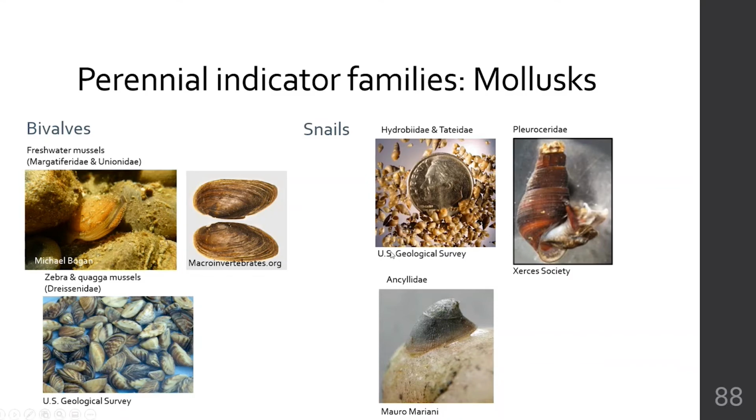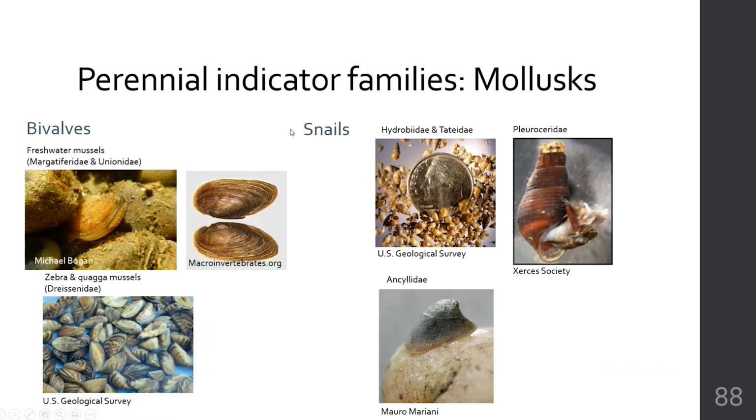And while the Xerces Society didn't identify this group, zebra and quagga mussels are something you also may observe, and based on their life histories, they are also well adapted to perennial reaches. They're typically found in reservoirs and lakes rather than in rivers, but you will find them in rivers that receive effluent from an infested lake.